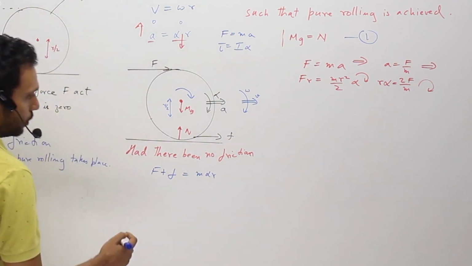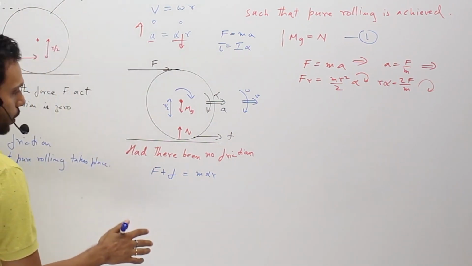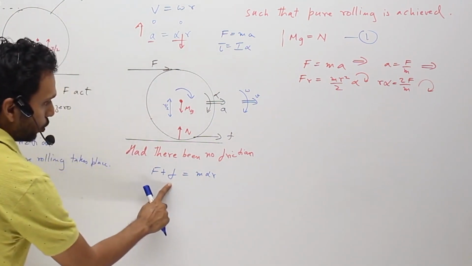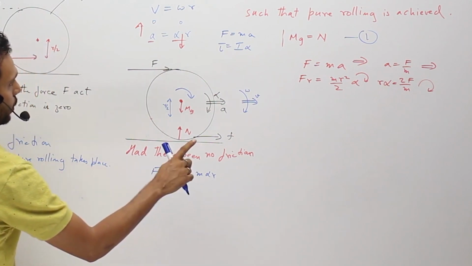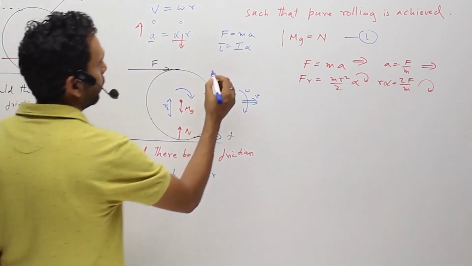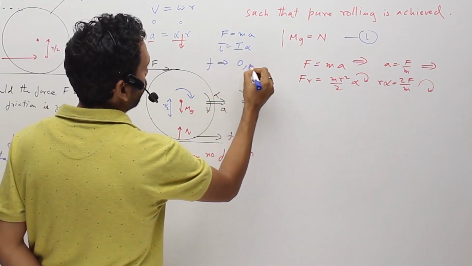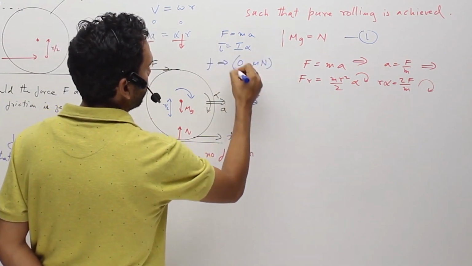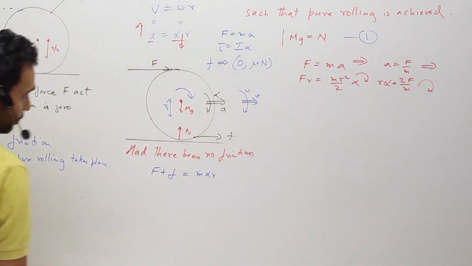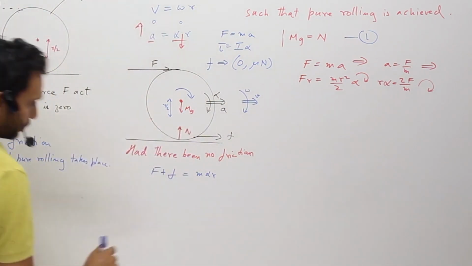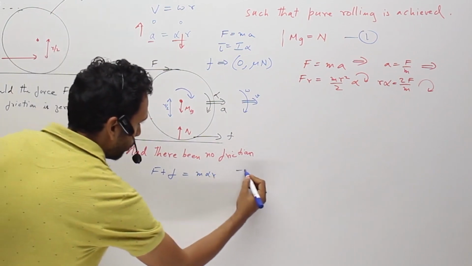So if it is pure rolling, your F is unknown because it can be anything in the range of 0 to mu n. Your F has got a range of 0 to mu times n. It is anything in between, and in any direction, forward or back. So that's your equation number 1.